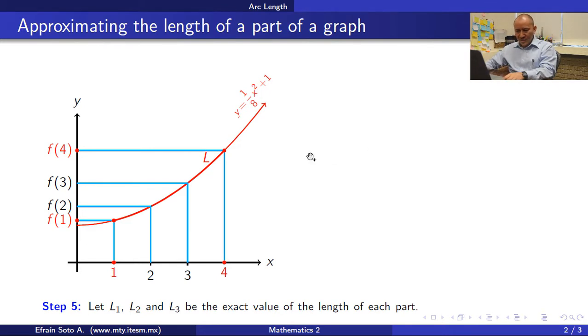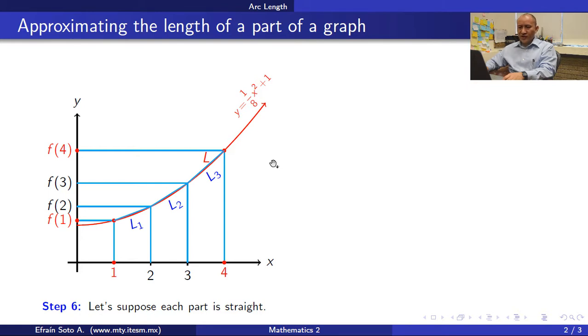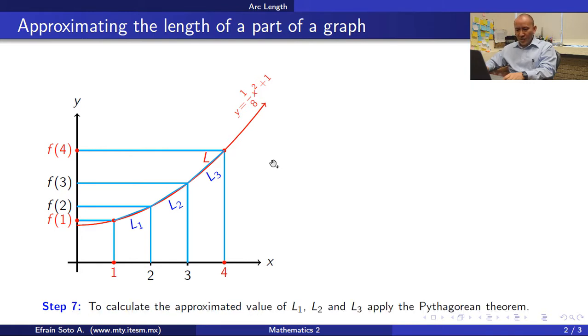So in order to calculate L sub 1, L sub 2, and L sub 3, these are the exact values of the length of each part of the graph. Well, we need to calculate the length of each of these diagonals. In order to calculate the approximated L sub 1, L sub 2, and L sub 3, we use the Pythagorean theorem. And this is a very easy thing to do. First, we need to calculate the length of each of the catheti. In this case, this horizontal and the vertical, and for the next one, and so on.